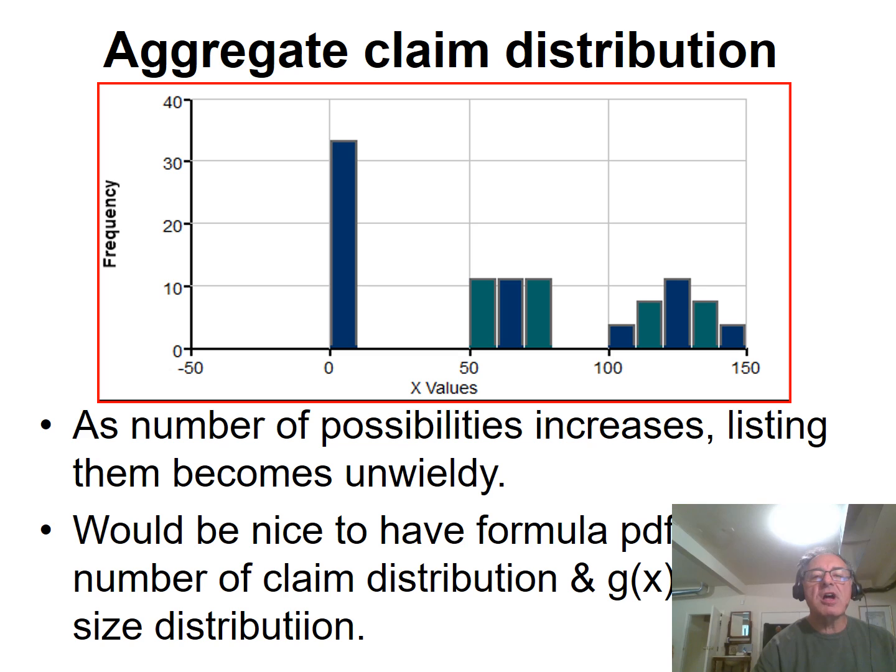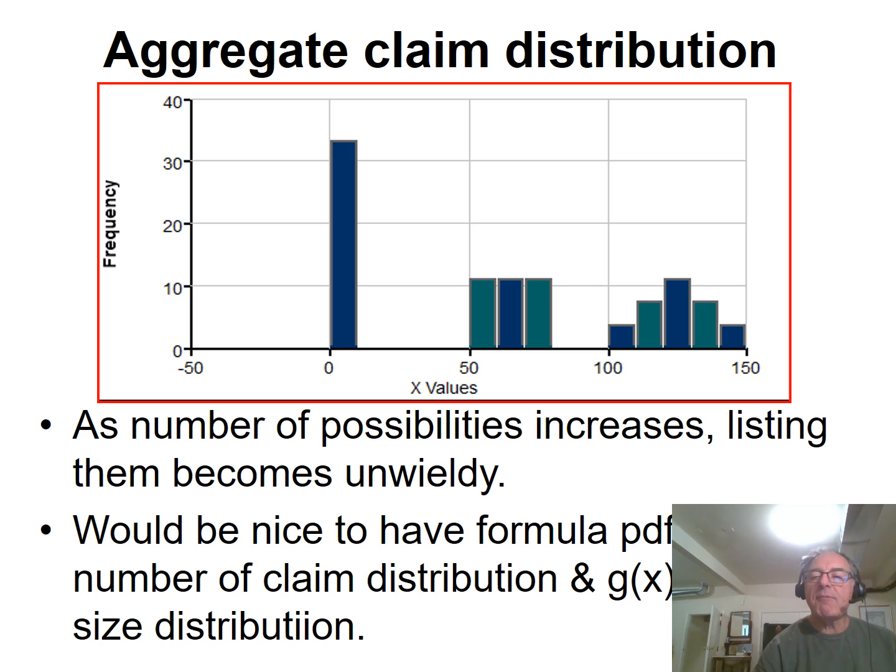So 1/3 of the time I have no claims. 1/3 of the time I have exactly one claim of either 50, 60, or 70. And 1/3 of the time I have two claims, and this is almost bell-shaped. So I can do this in my simple case, although as the number of possibilities increases, obviously it's going to become more and more complicated to list them all.